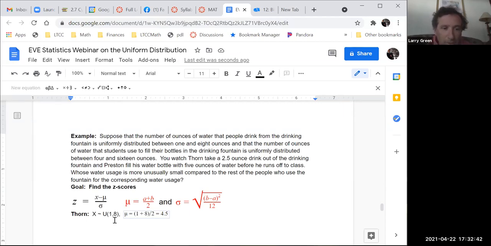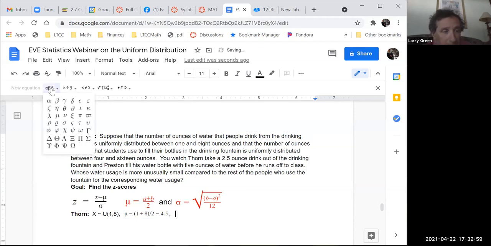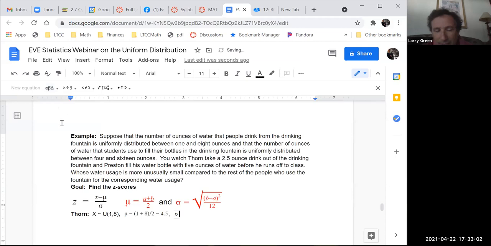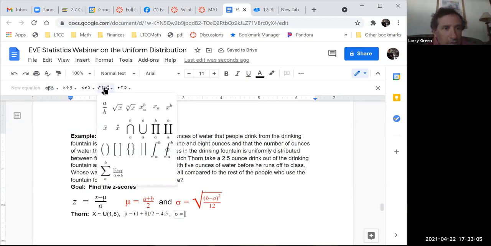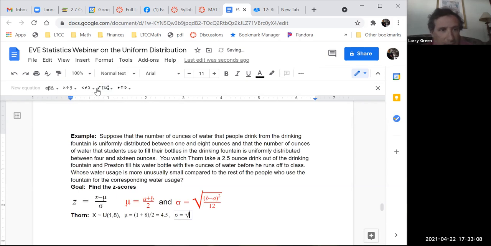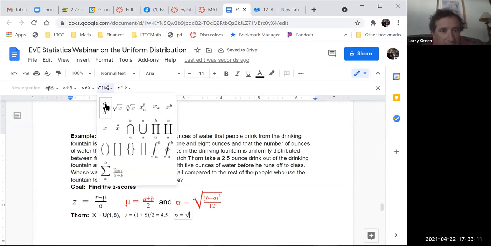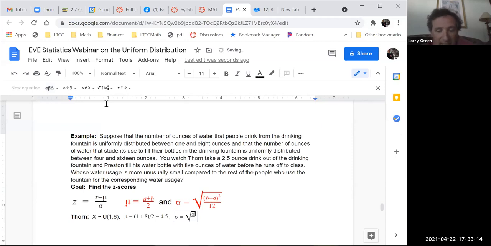Again, it's just plugging in the numbers 1 and 8 for a and b, because x is uniform between 1 and 8. A is 1, b is 8. Okay, sigma is messier, but not really any harder, just messier. So sigma is equal to the square root of the fraction b, which is 8, minus a, which is 1, squared over 12.